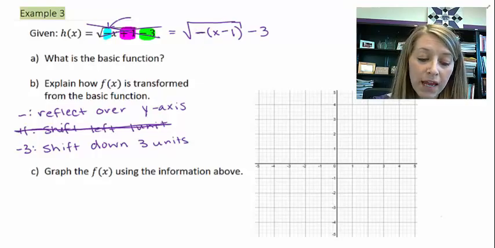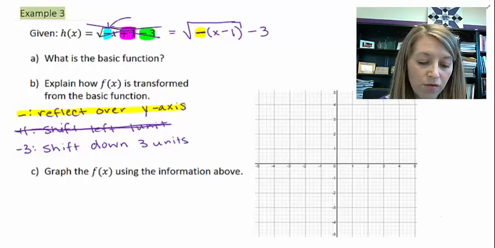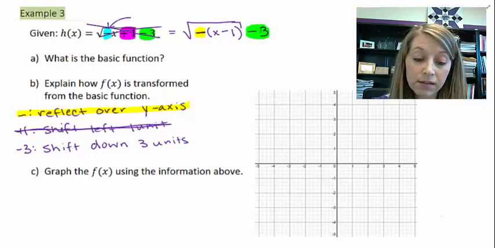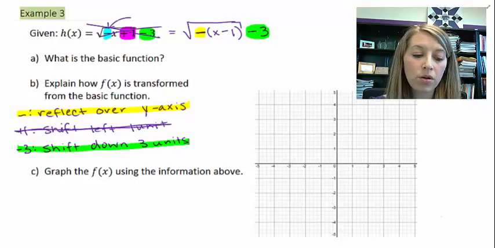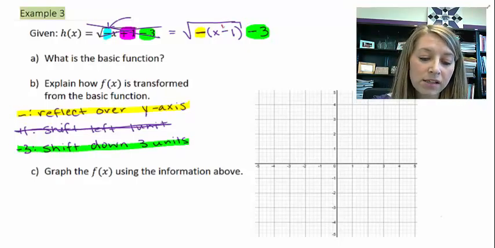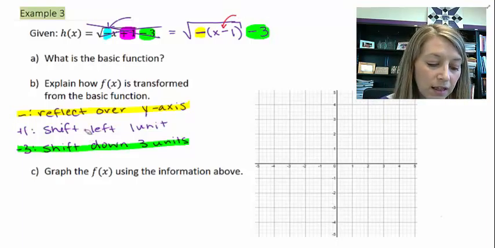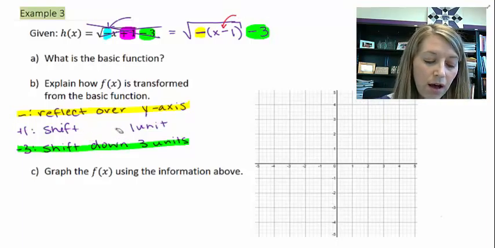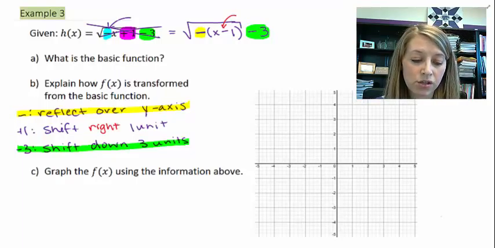So now this negative still does the same thing. This negative still reflects it over the y-axis. My minus 3 on the outside still does the same thing. It shifts it down 3 units. But now, notice on the inside I have a subtraction of 1. So instead of shifting left 1 unit, I need to shift it right 1 unit. And so now everything after that is good to go.